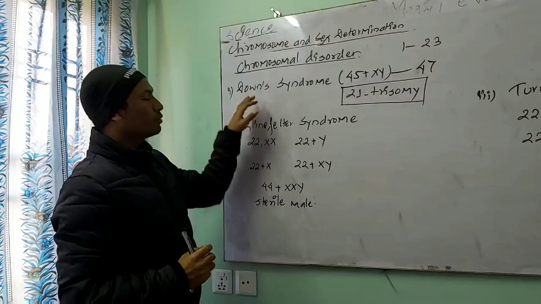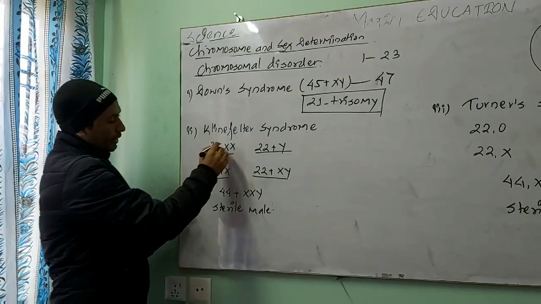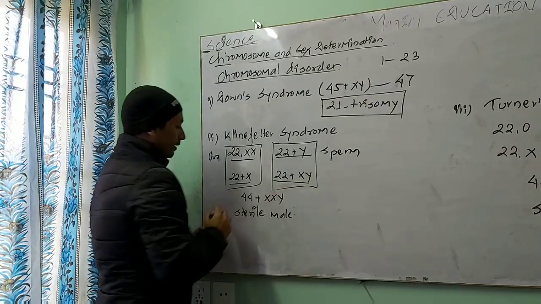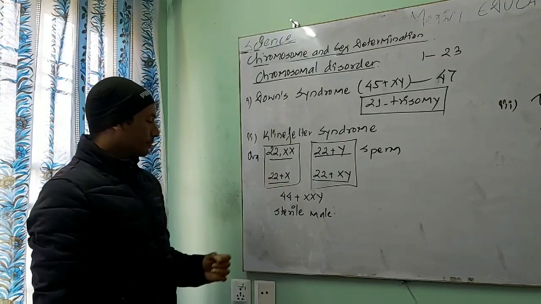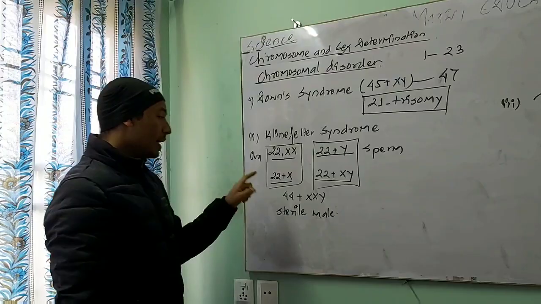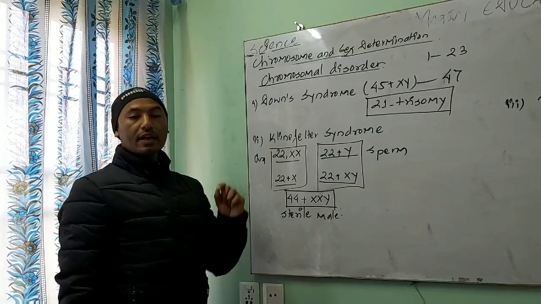Now let's talk about Klinefelter syndrome. I have written here like this. Look, this is the egg cell or ova, and this is the sperm. Klinefelter syndrome occurs in males. If an abnormal egg fuses with a normal sperm, or a normal egg fuses with an abnormal sperm, at that time 44 plus XXY chromosomes are maintained in that zygote. This results in Klinefelter syndrome.